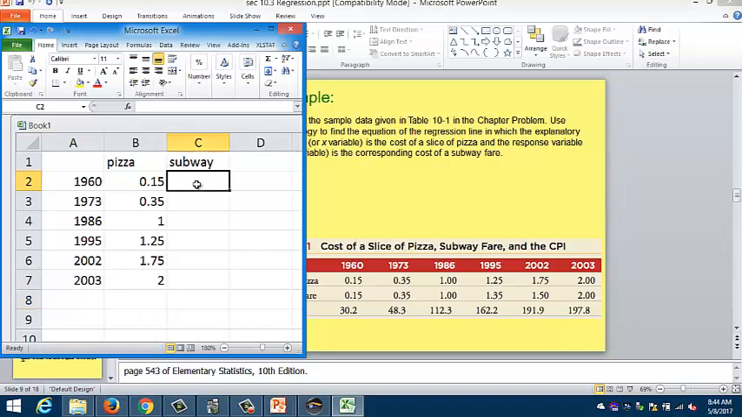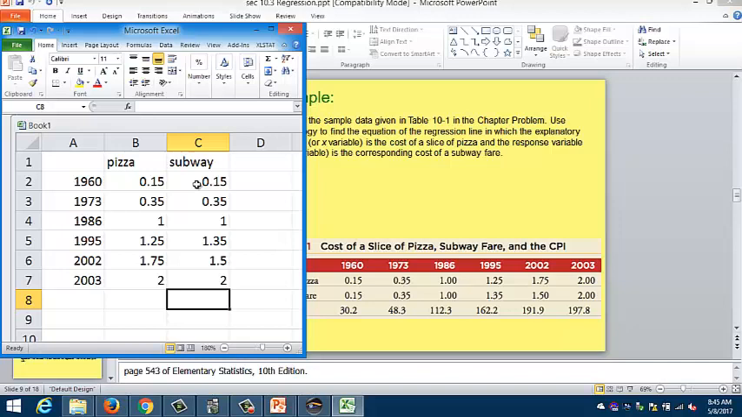Okay, now let me put the Subway fare. It was also 15 cents back in 1960. In 73, it had risen to 35 cents, just like a slice of pizza. Then it cost $1 in 1986. It cost $1.35 to ride the Subway in 95, $1.50 in 2002, and $2 in 2003.